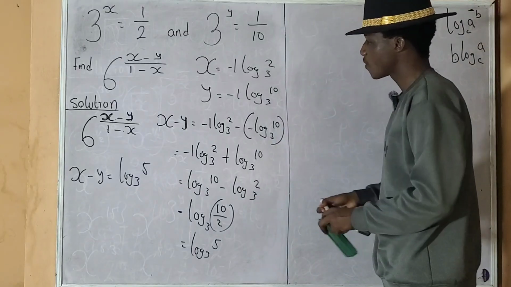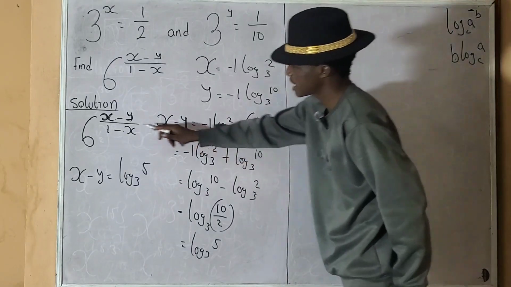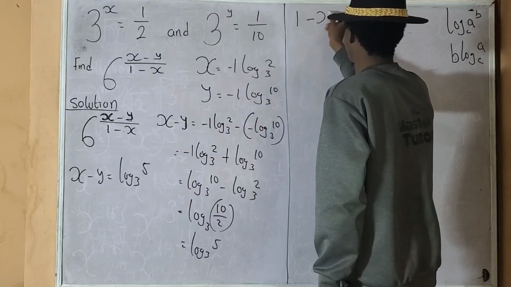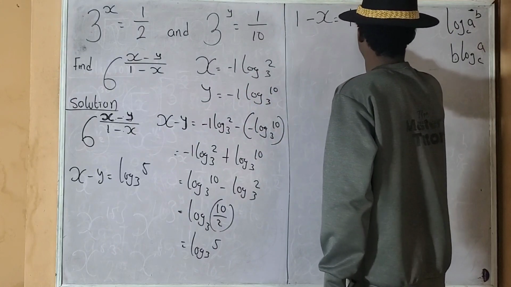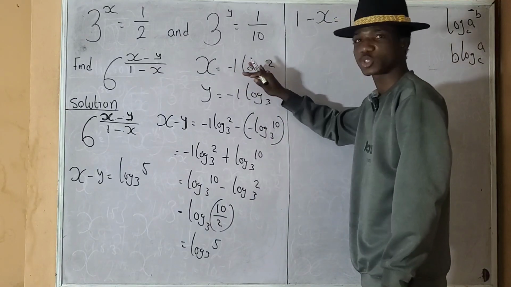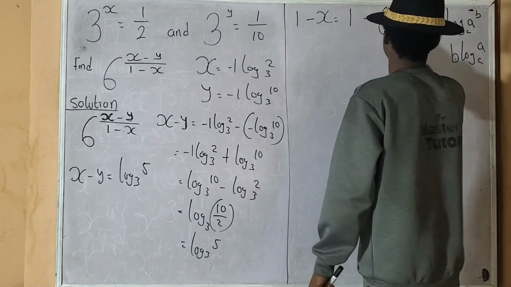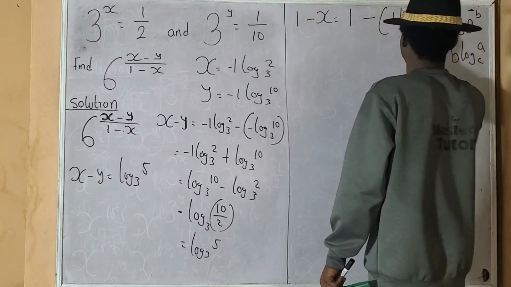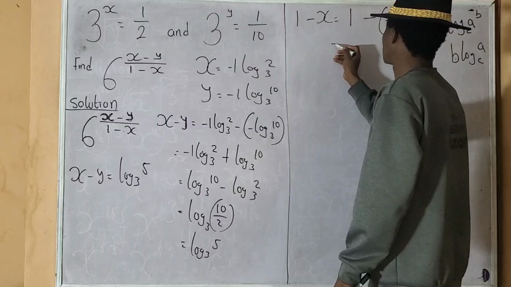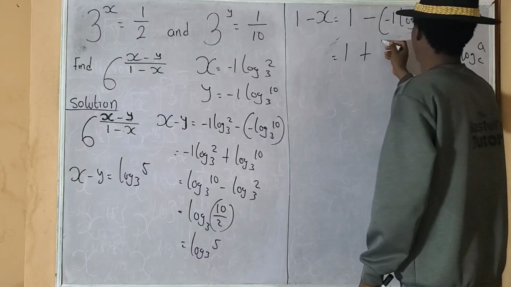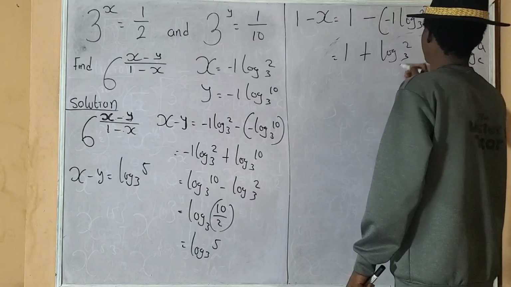Okay, we are looking for 1 minus x. We are done with x minus y. Let us look for 1 minus x. 1 minus x equals 1 minus... Now, what is x? x is negative 1 times log 2 base 3, right? So I'm going to have 1 minus negative 1 times log 2 base 3. Are you following? So I'm going to have 1 plus log 2 base 3.